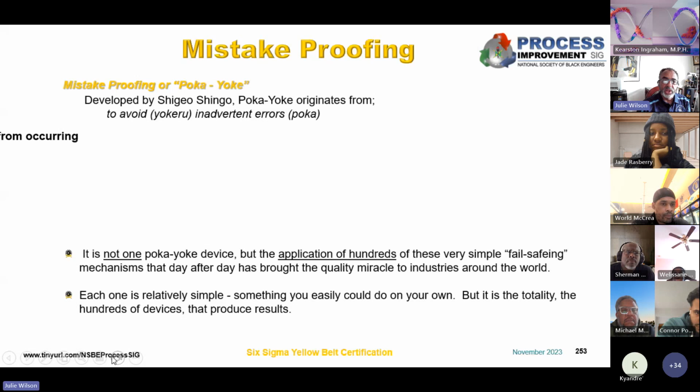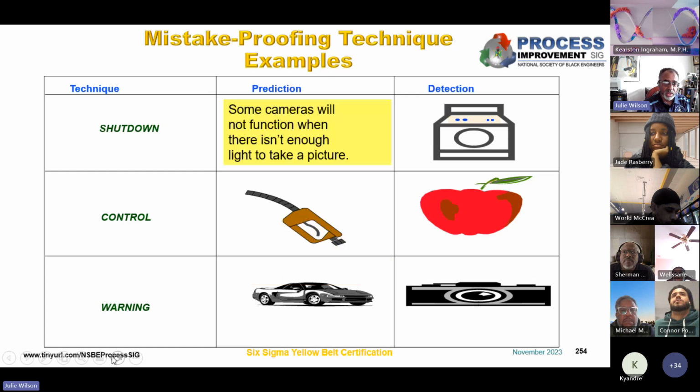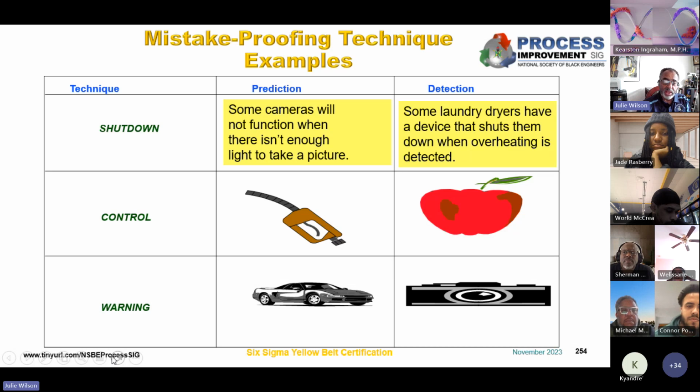Let me just quickly go to another quick summary. There are various mistake-proofing techniques. There are things to shut down a process before things go wrong. Like for instance, some cameras won't function if there's not enough light to take a picture, or like my dryer has a device that shuts down when it detects overheating. Like if you put tennis shoes in there, then it may detect that the shoes are overheating, and shut down.